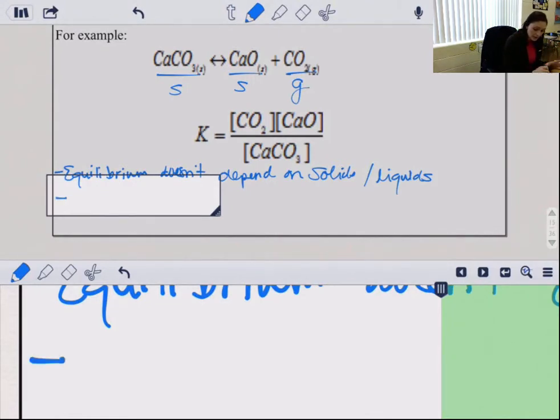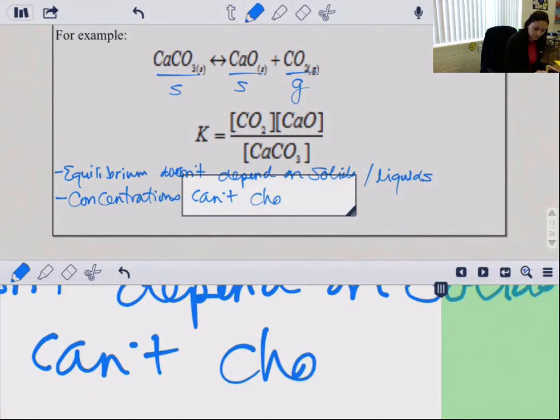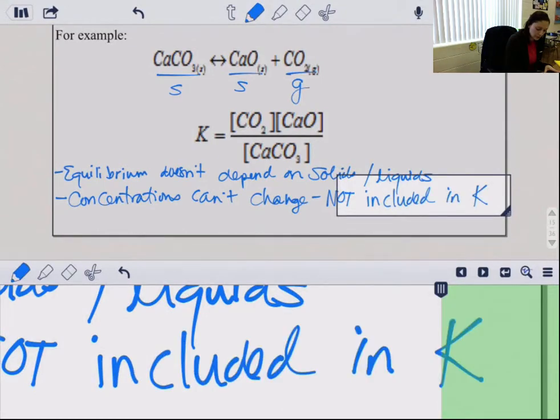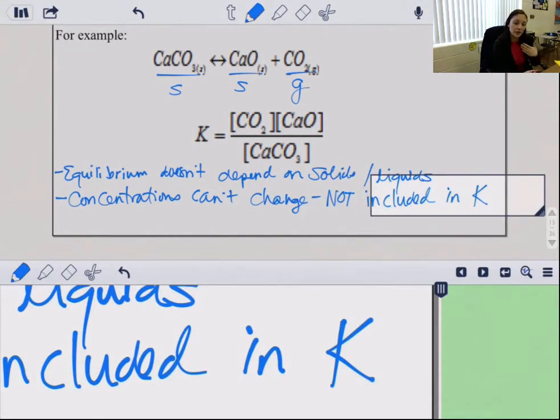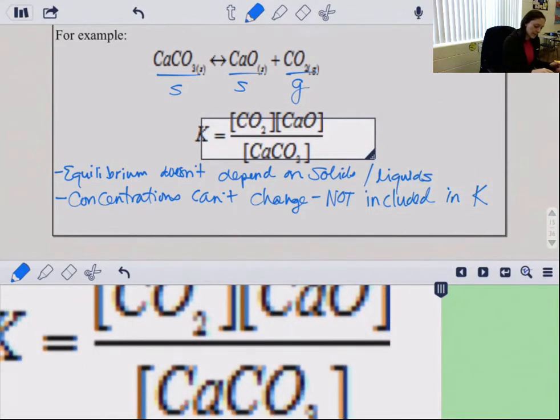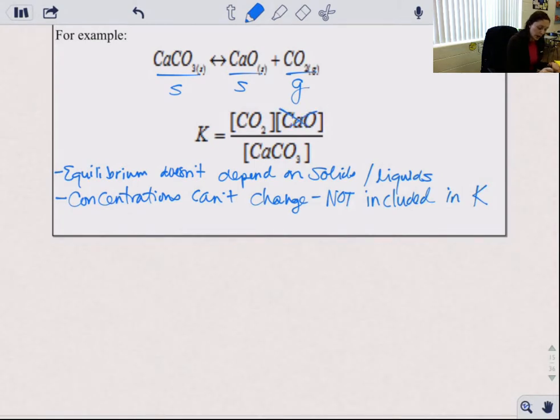It doesn't matter because their concentrations can't change, so they are not included in the expression. We don't put them in there because the concentrations of a solid or a liquid aren't going to change. Concentration is moles per liter, and solids aren't going to change with the liters, and neither are liquids. But that's pure liquids, not solutions. So looking back up at this K, CaO we can't put in there, and CaCO3 we can't put in there because they're both solids. So really, my K is just the concentration of CO2, and that's all you put in there.